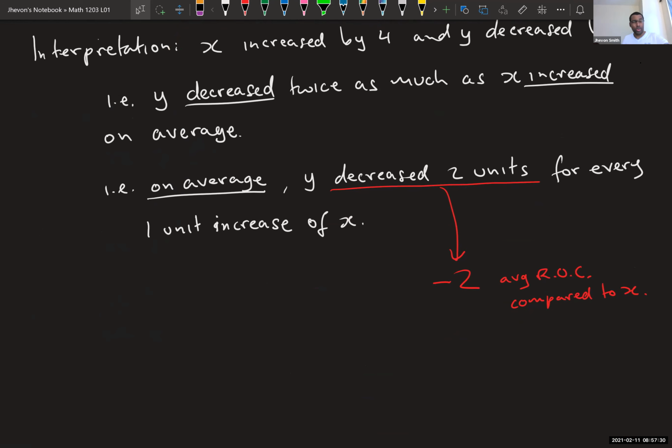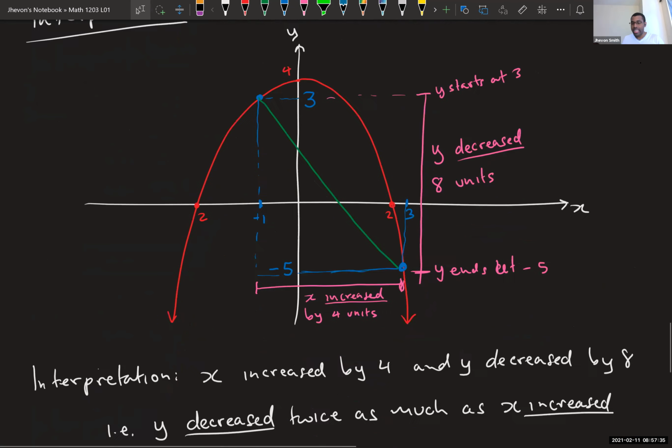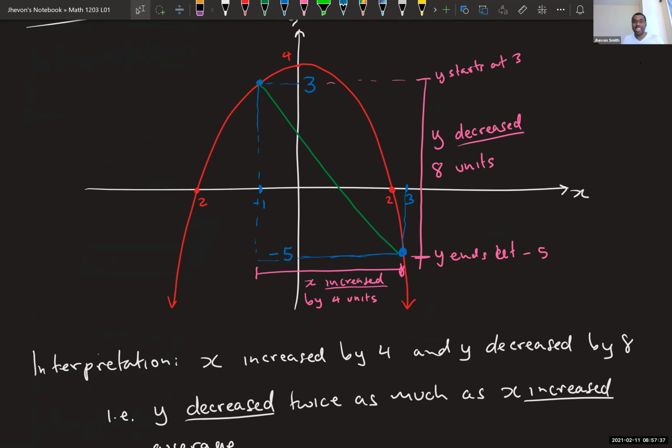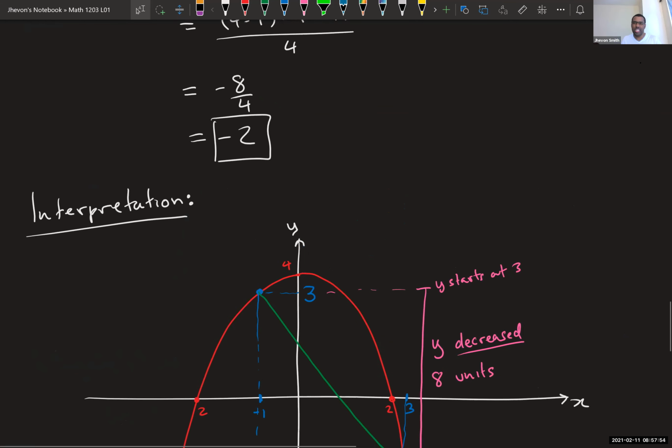That's where the interpretation comes from, and that's why the slope is actually useful here. The calculations you would do for the slope are exactly the same calculations you would do if you wanted to find out how one thing changed on average in relation to the other thing, right? Which is an idea we're going to come back to. It's actually a very important idea, more important than you might realize at this point. But yeah, that's average rate of change, and that's the interpretation.